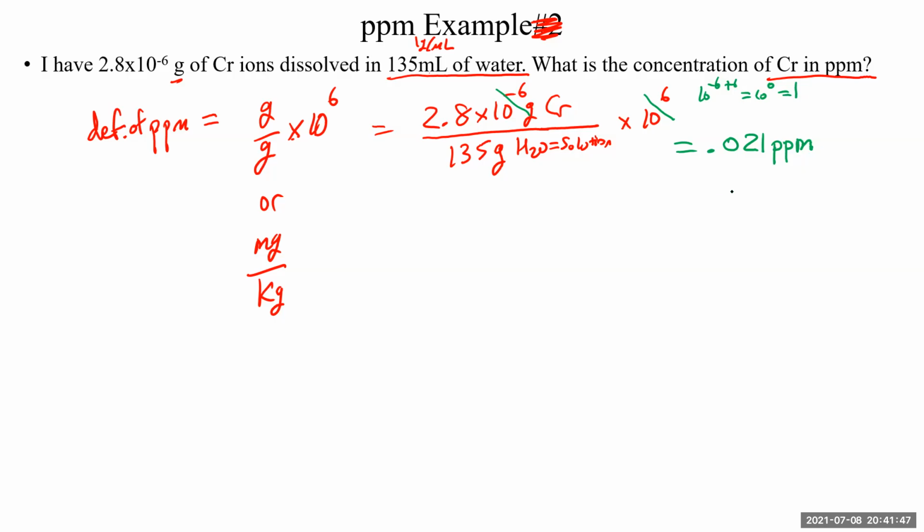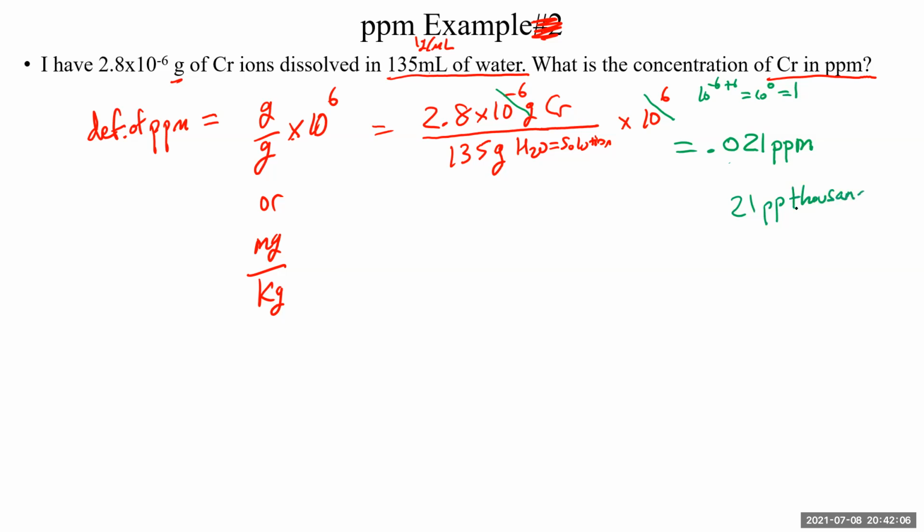It would be 1, 2, 3. It would be 21 parts. Wait, no, it would be the opposite. Sorry, we'd be moving the opposite way. If we wanted to do parts per thousand, it would be 21 parts per thousand.